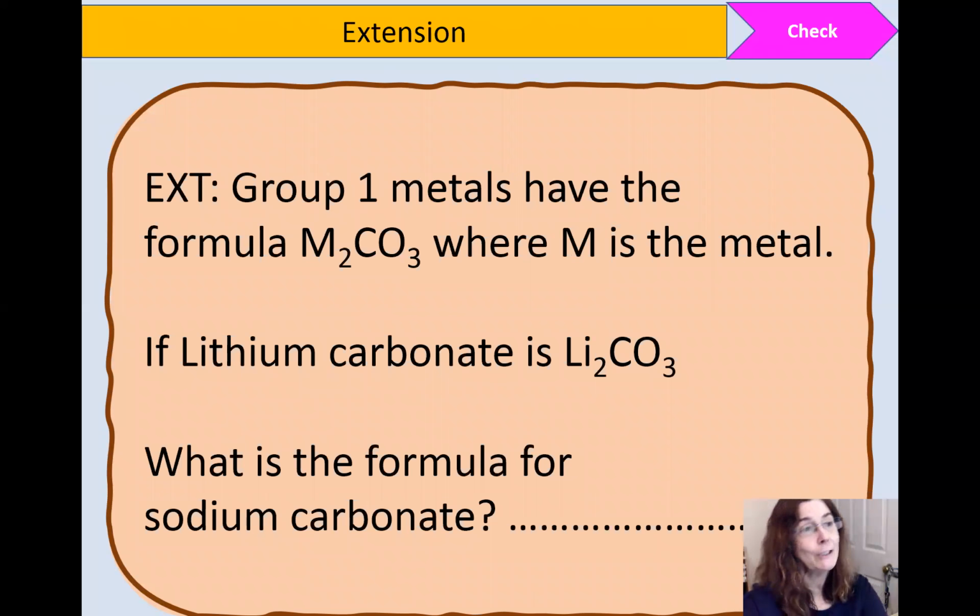Okay, so here's an extension question. If group 1 metals have the formula M2CO3, where M is the metal, lithium carbonate would be Li2CO3. Use your periodic table. What's the formula for sodium carbonate? Okay, you can go and do that now. Once you've got the answer to that, you can look at the next slide. The answer's there. No sneaky peeking. Off you go and answer this extension question.